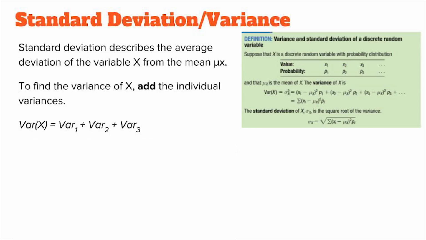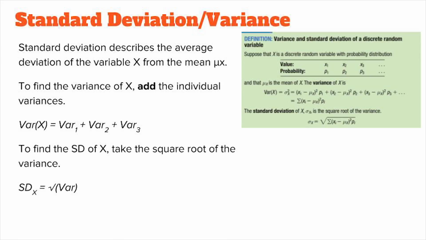Now we're going to focus on standard deviation and variance. Standard deviation describes the average deviation of the variable x from the expected value. To find the variance of x, you have to add the individual variances. To do that, you take the difference between the value of x and the mean, you square that difference, and then multiply that by the corresponding probability. Once you have the variance of x, you can find the standard deviation of x by taking the square root.